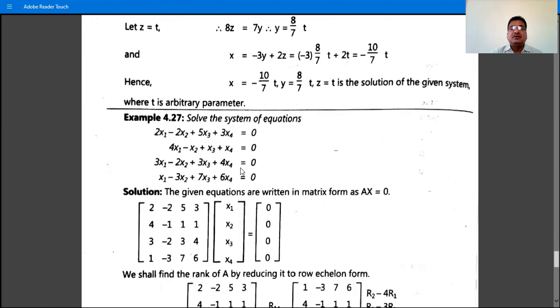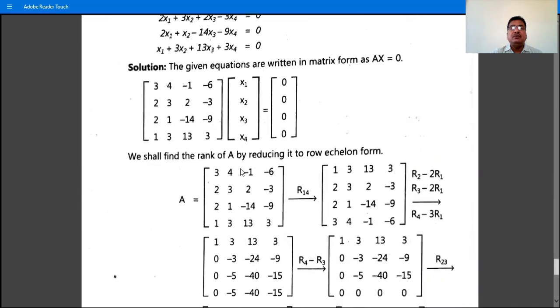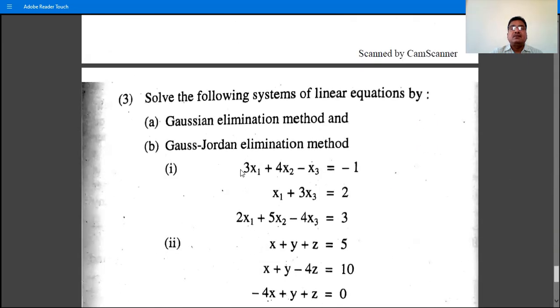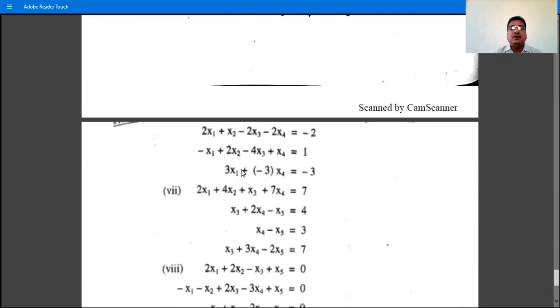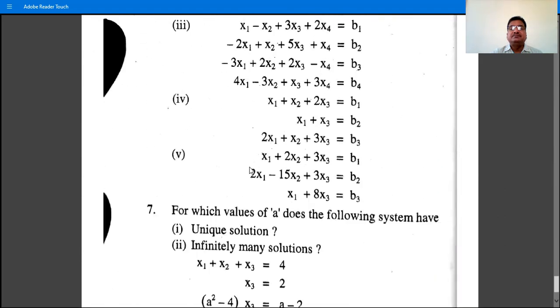So solve all these problems, right? Take all problems in your notebook. So these are some problems for homework. Their answers are also given.